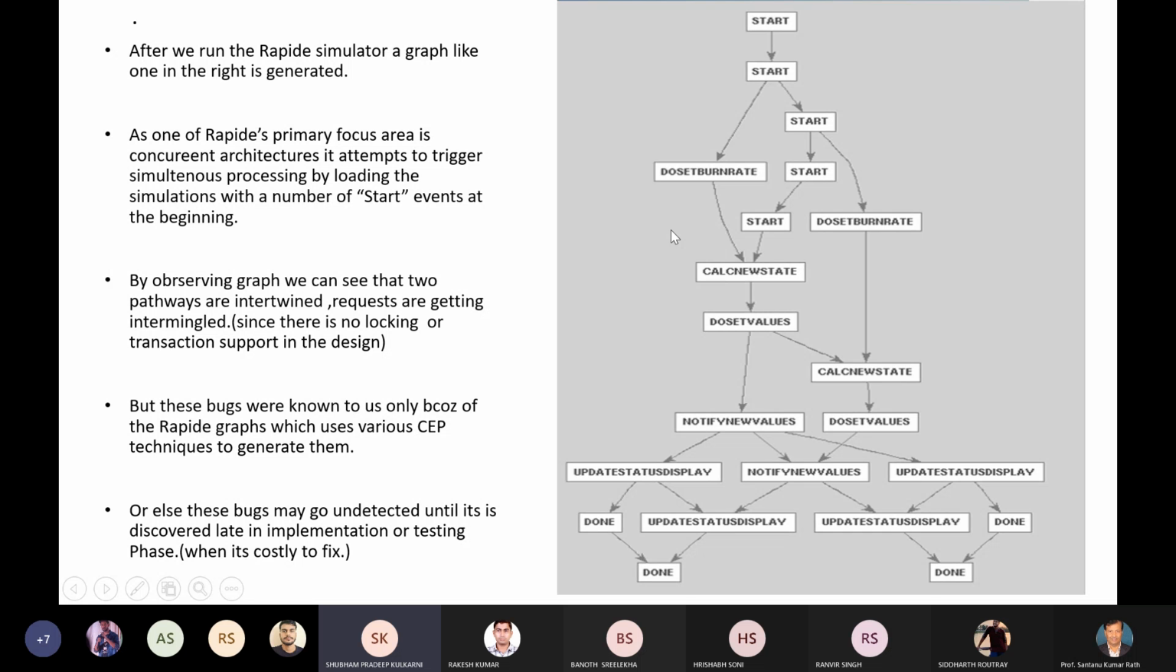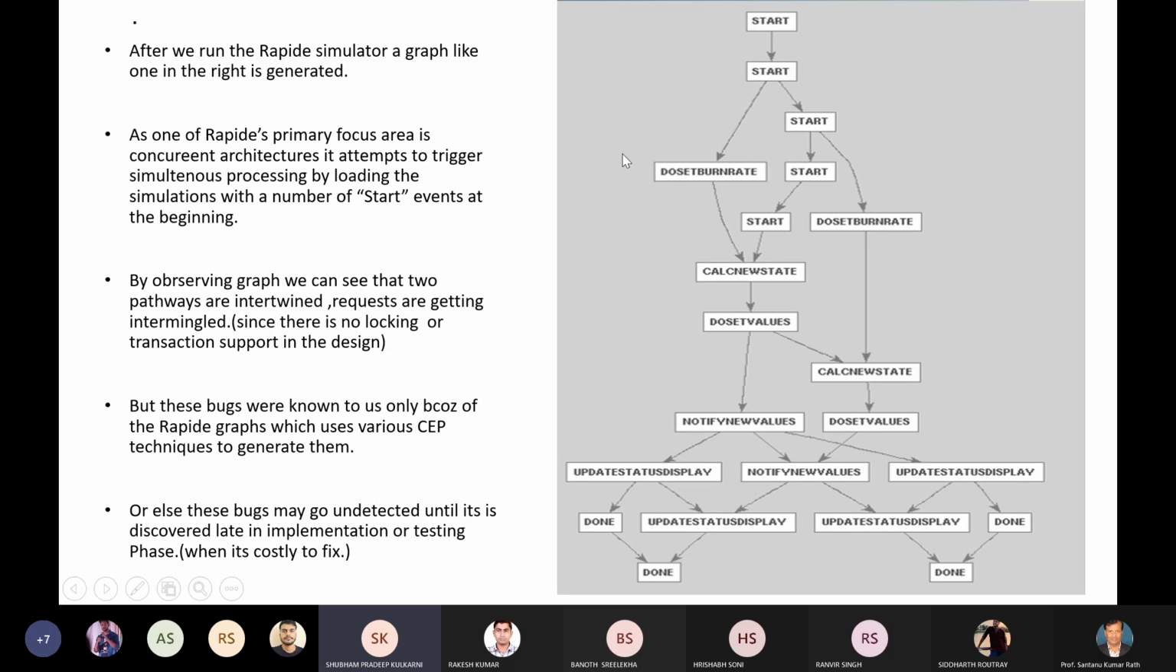But these bugs are known to us. These bugs that we can see, that there is a problem in the concurrency of the game that we are developing, are known to us because of the Rapide graphs, which use various CEP techniques to generate them. It is because of the Rapide graph that we are able to see this, and we can now develop some concurrency control mechanism to make our application better.